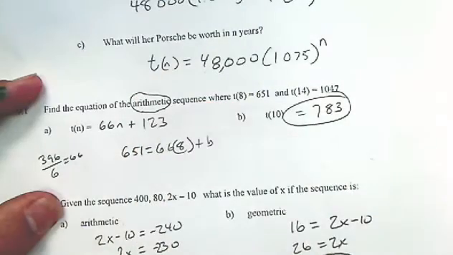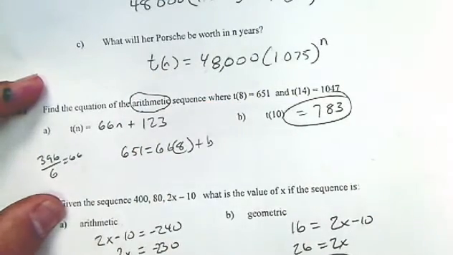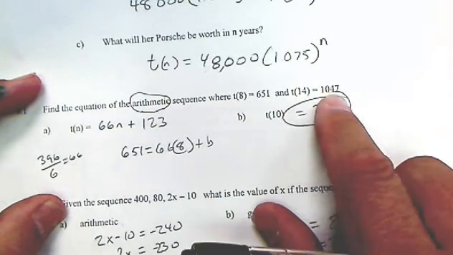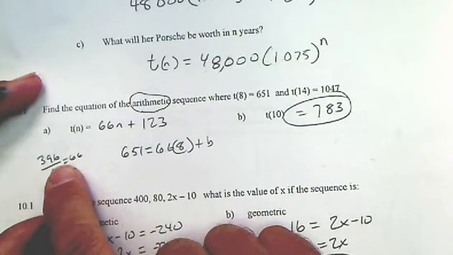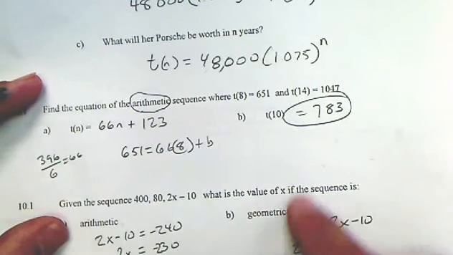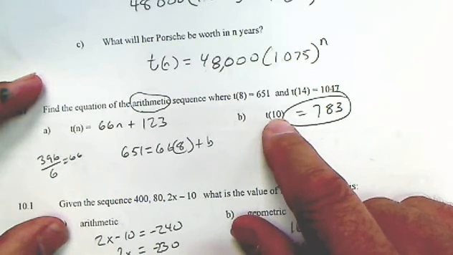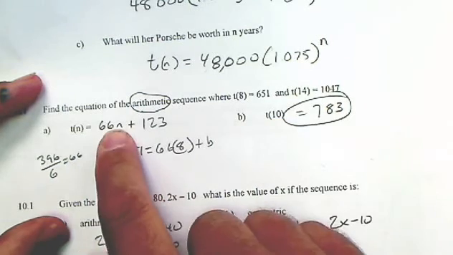Arithmetic means you're adding something every time, and that tells you it's a line, it's linear. So you can take that as an x and that as a y, find your slope, find your y-intercept, and then t of 10 means you're just taking 10 and plugging it into the equation for n and solving.